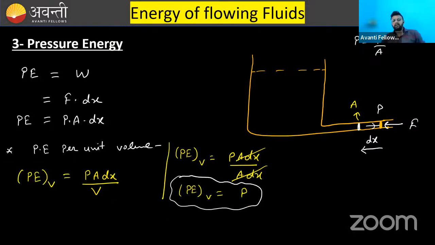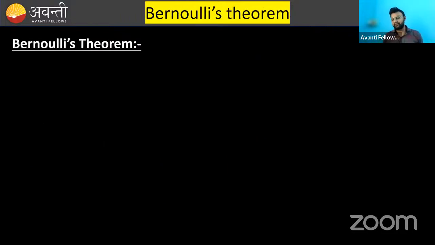Now we have studied all the energies related to the flowing fluid. Pressure energy per unit volume is nothing but the pressure. Kinetic energy is half rho v square. Potential energy is rho g h. Things are sorted. Now we are going to start Bernoulli's theorem, the most important theorem of this session, the most important theorem of fluid dynamics. Most of the phenomena are based on it. So this is Bernoulli's theorem.